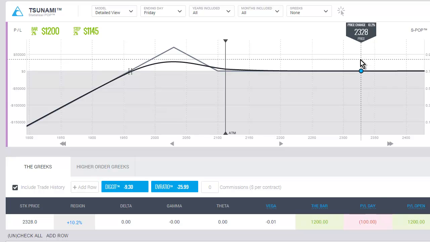And then I'll move the cursor over 10%, and we see that it has a profit of $1,200. So you can see this trade, the risk to reward is about $100,000 risk for about a $1,200 gain.